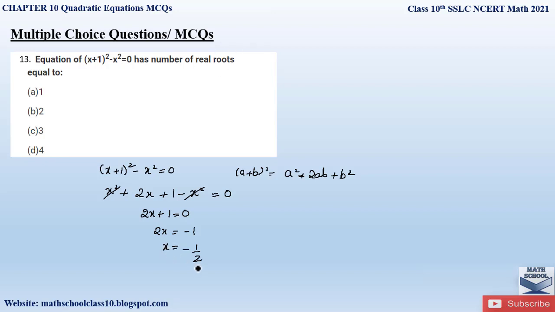So how many x values do we have here? We got only one x value. So our correct option is option A. In this manner you have to solve the equation and find the x value. However many x values you get, you have to select the option accordingly.